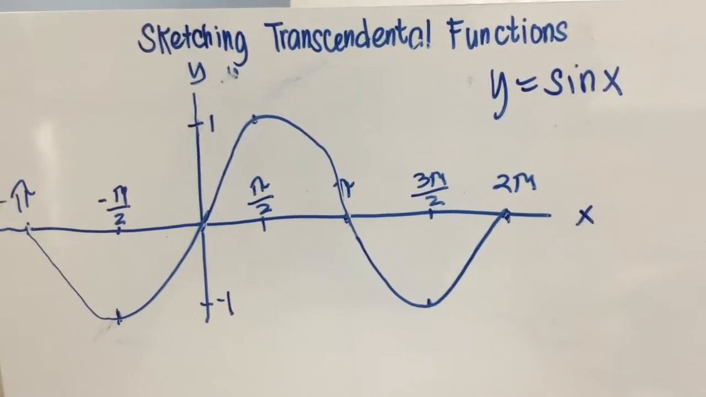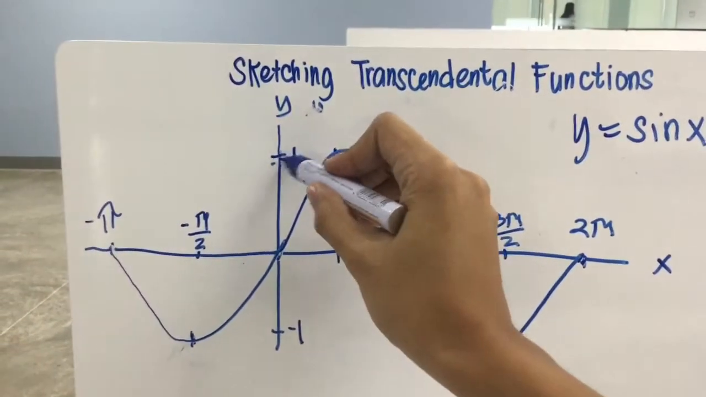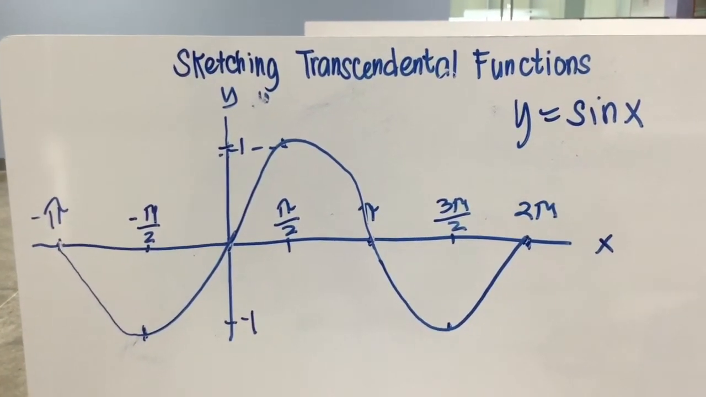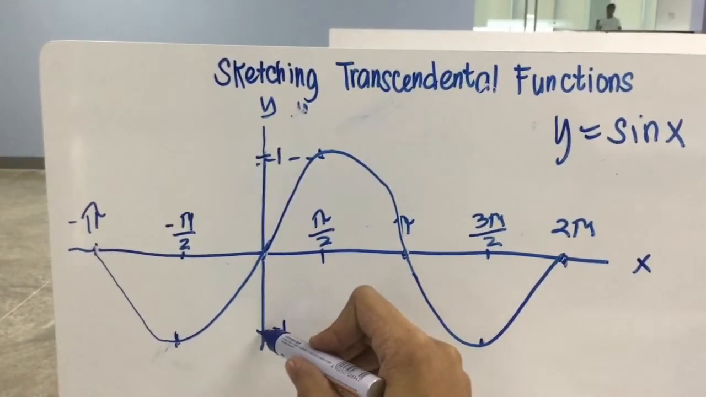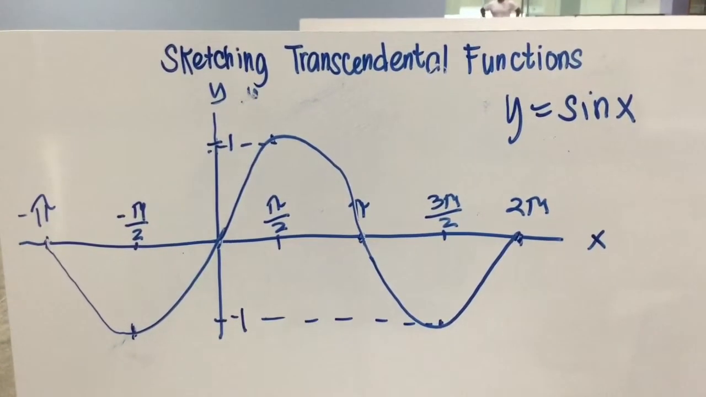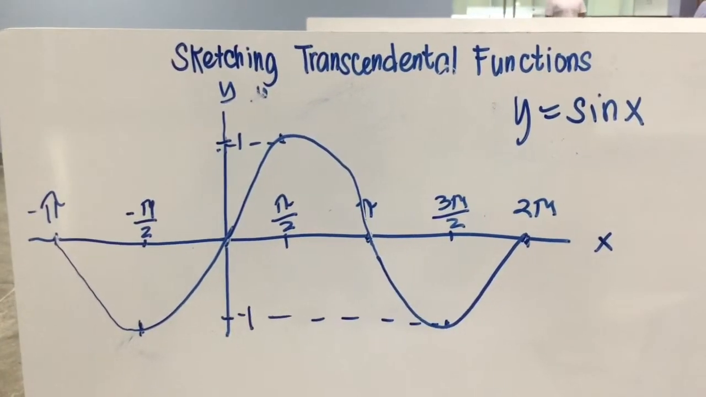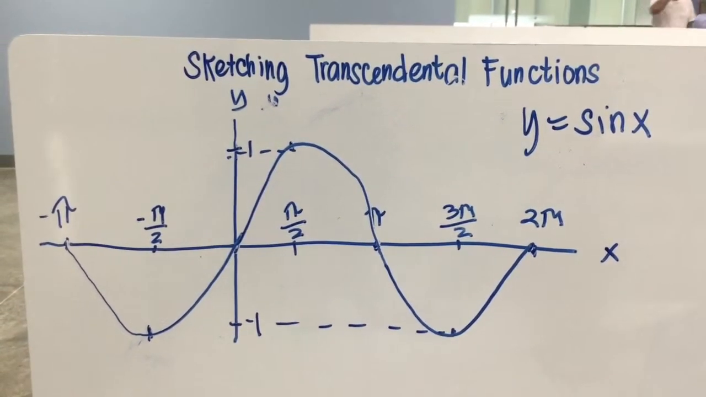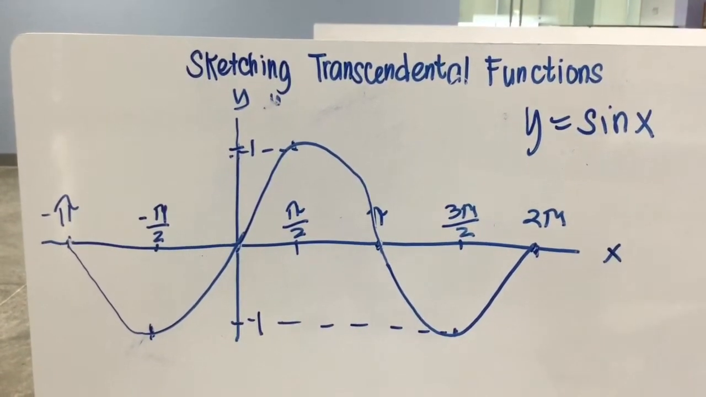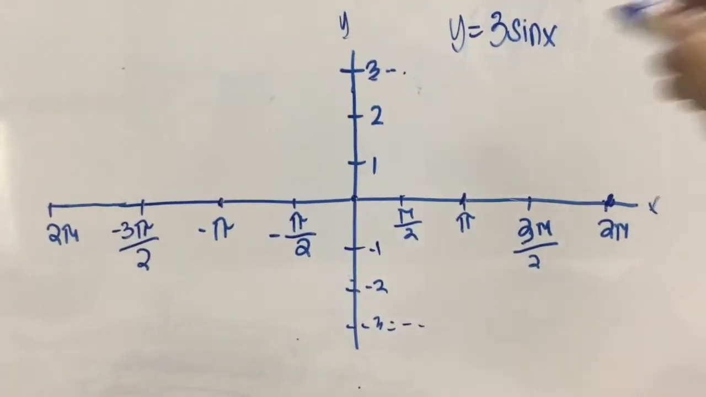So this function has an amplitude of 1 because the graph goes 1 unit up and 1 unit down from the midline of the graph. So this function has a period of 2 pi because the sine wave repeats every 2 pi units. We're going to have a function like this.